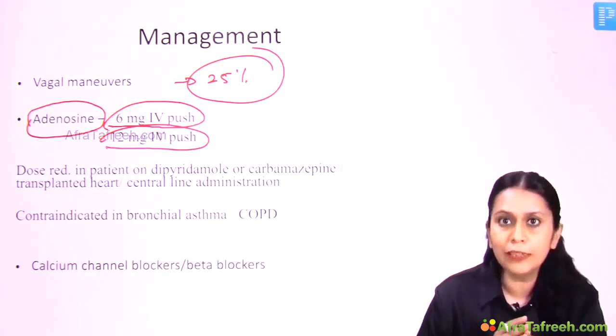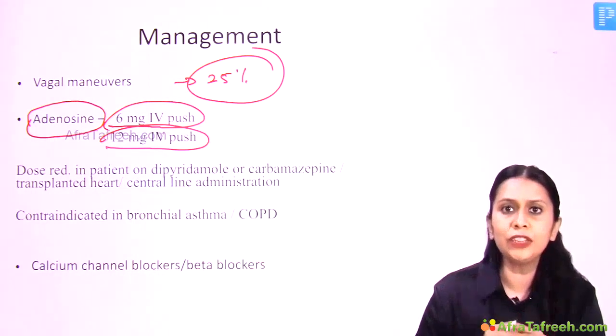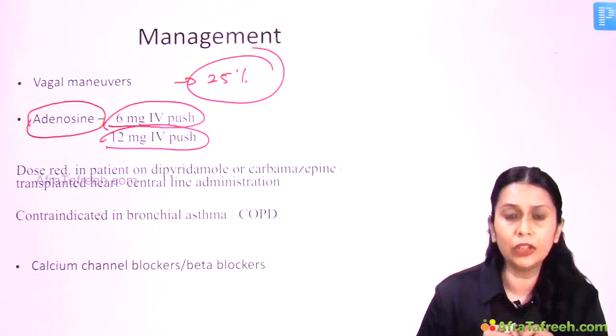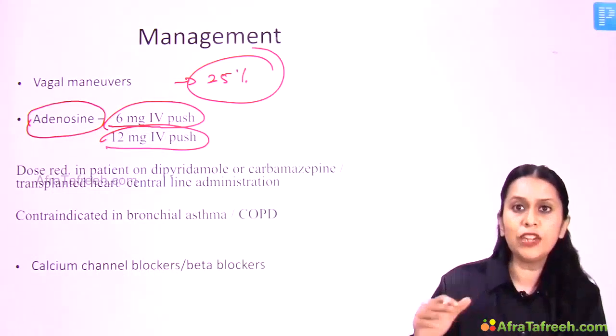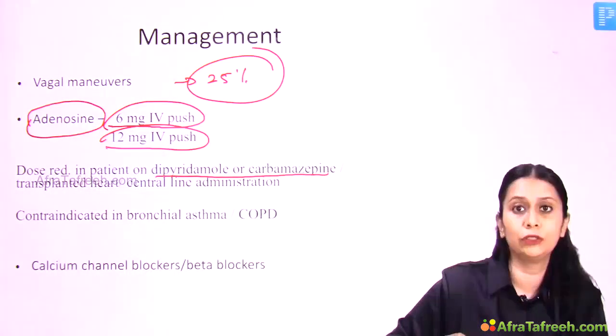If it is not getting managed with adenosine, most probably it is not PSVT. Okay, and there are some conditions in which we have to take some precautions, like if the patient is on dipyridamole or carbamazepine, then the dose has to be reduced to 3 milligram.